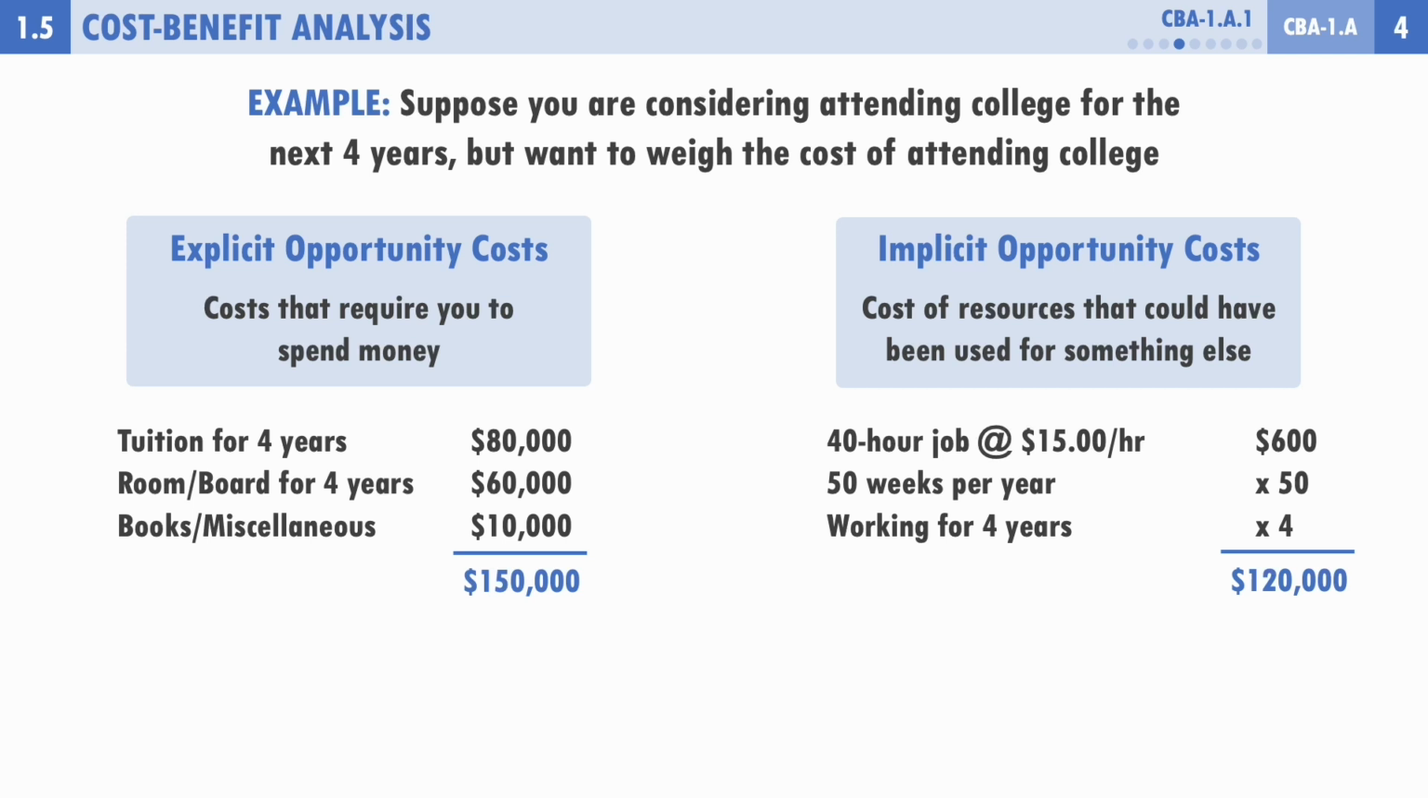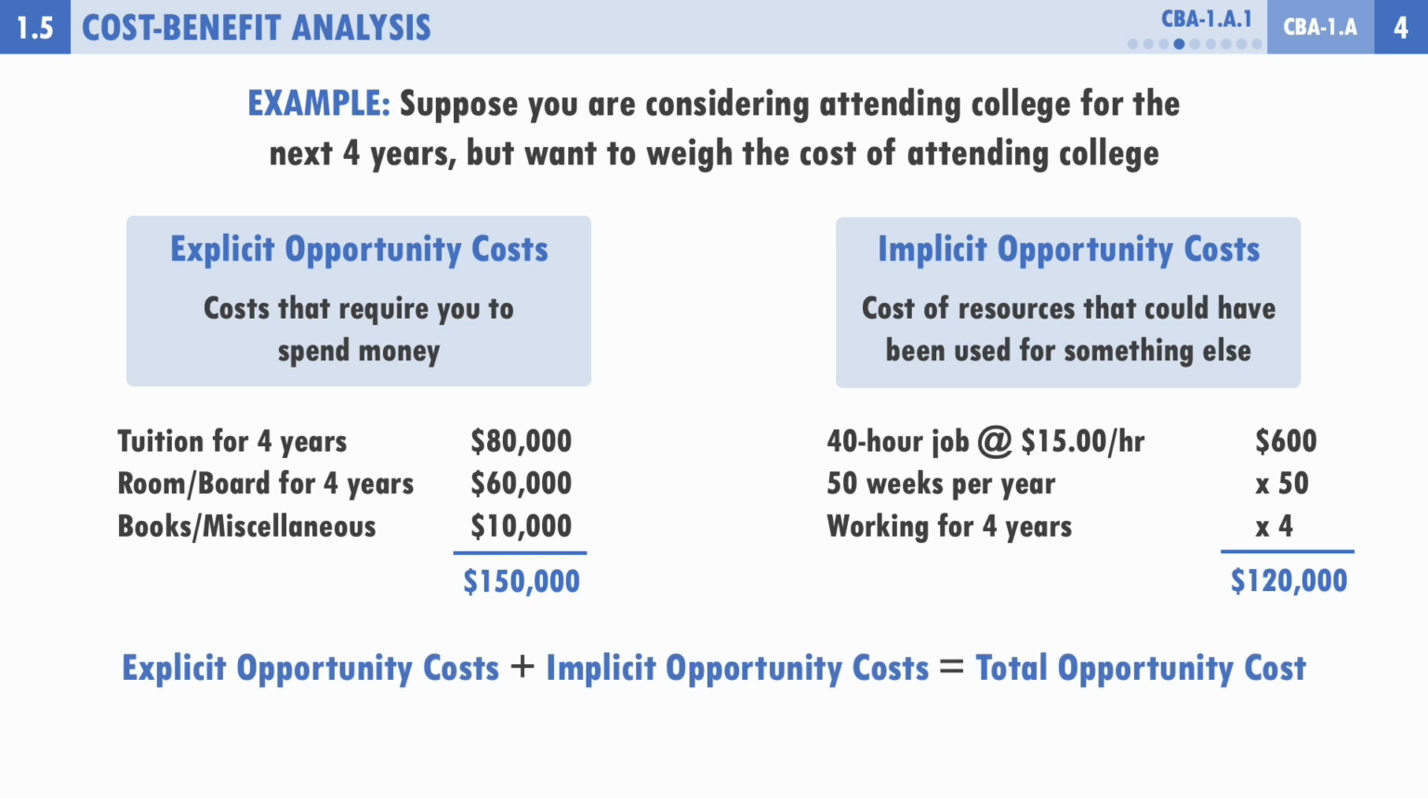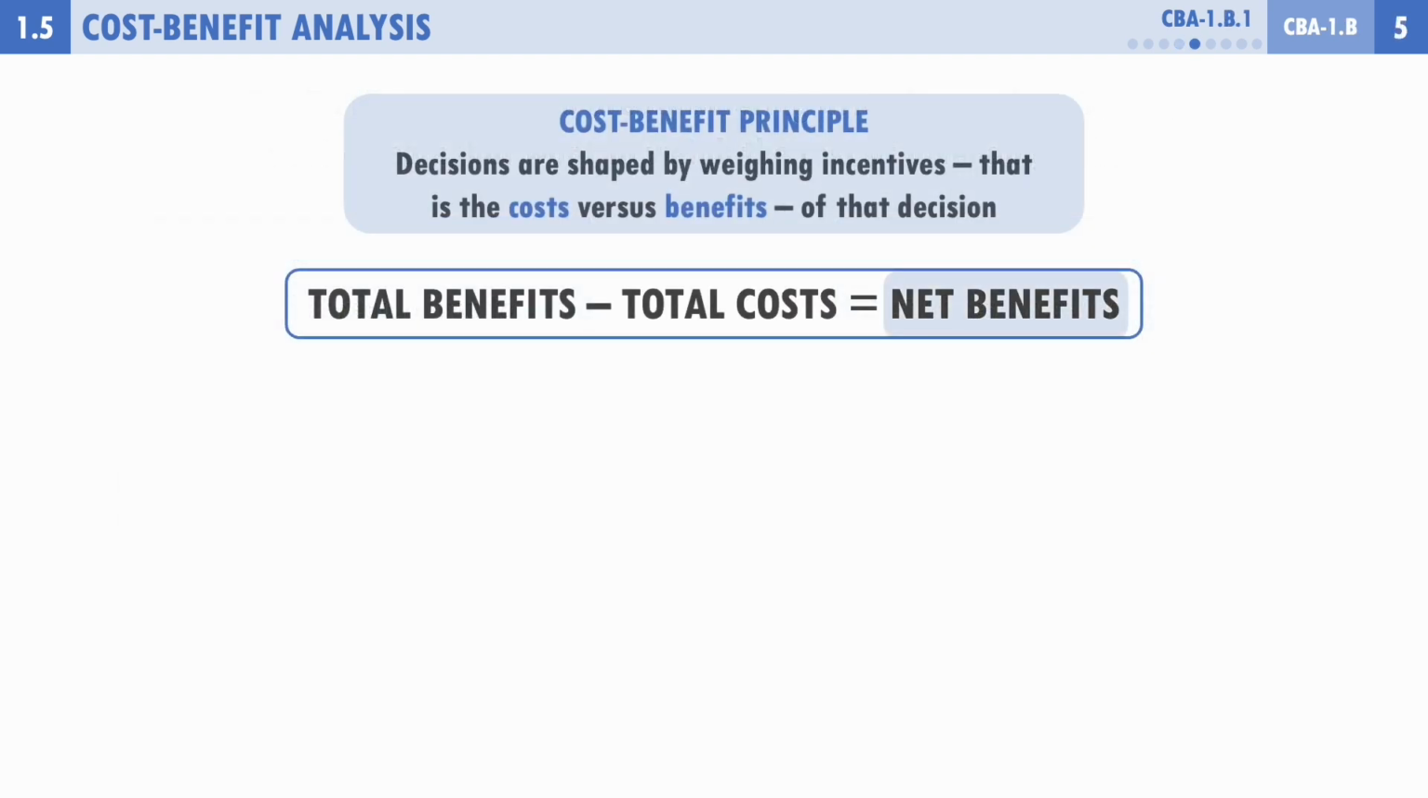So whenever you look at this, we have to look at both the explicit and the implicit opportunity cost to understand what is the full opportunity cost of attending college. Well, again, it would be that $150,000 plus the $120,000 to find out that our total opportunity cost is $270,000.